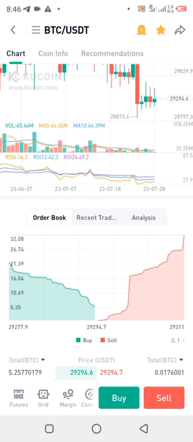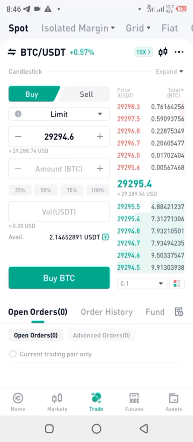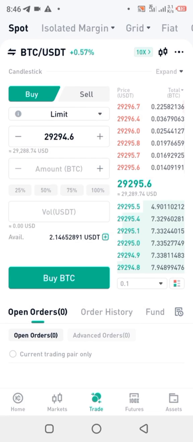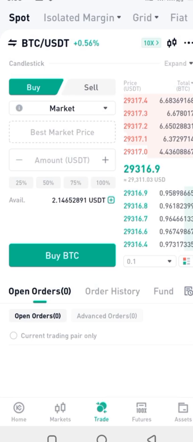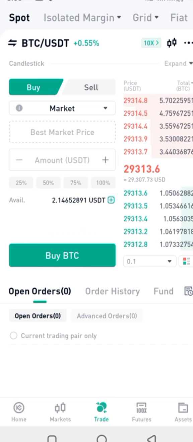So what you have to do is to click buy. After following the chart, you click buy. You can buy in limits. You can also buy at the market price. You can buy a stop limit, stop market. Buying limits means that you will set a particular price or value. When the price reaches that value that you set, it will buy automatically for you. The market price means buying at the price of the moment. The price of Bitcoin at the moment is 29,015 USDT.